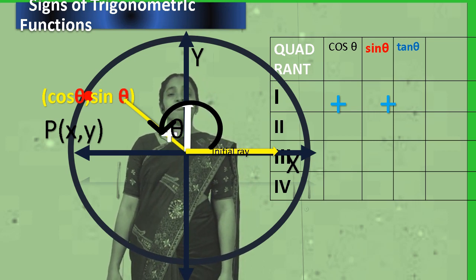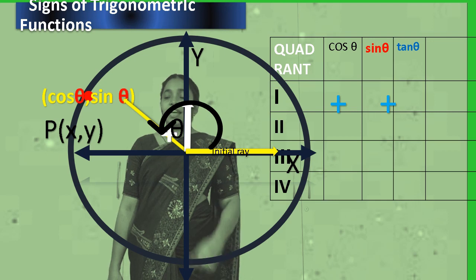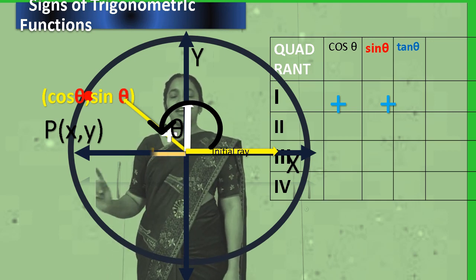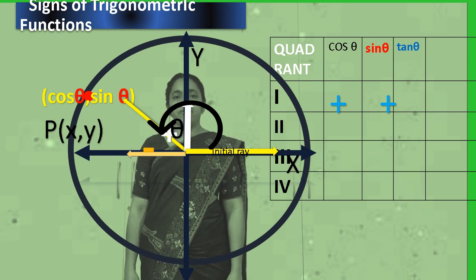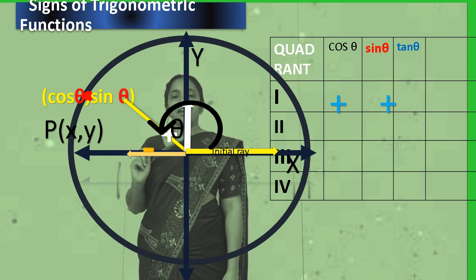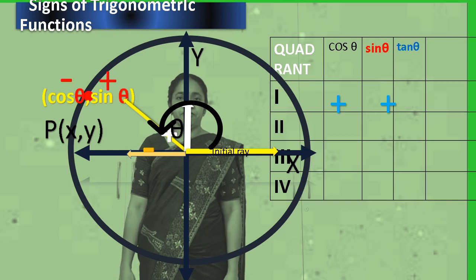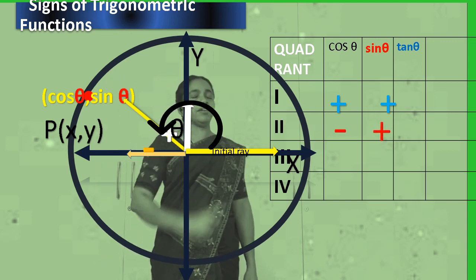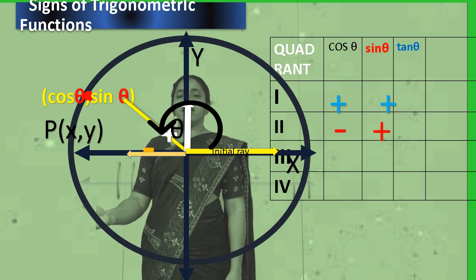So what is the sign of cos theta, sin theta when theta comes in the second quadrant? Here x is negative, y is positive. So cos theta is negative, sin theta is positive. So when theta is in the second quadrant, let us tabulate it here. Come to the third quadrant.